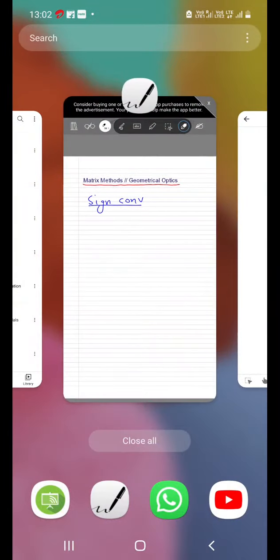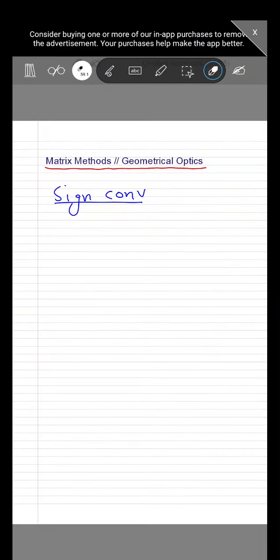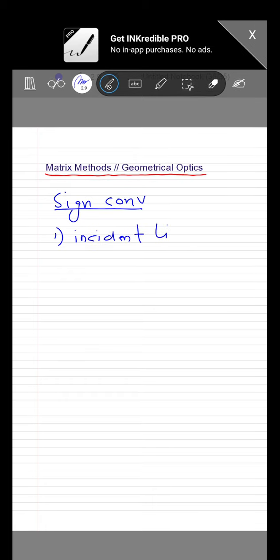Hello students, continuing lectures on microscopy, we will start with matrix methods used in geometrical optics. Before starting the matrix methods, we need to know the sign convention. There are basically four sign conventions. The first one is that all figures are drawn with incident light from left to right.